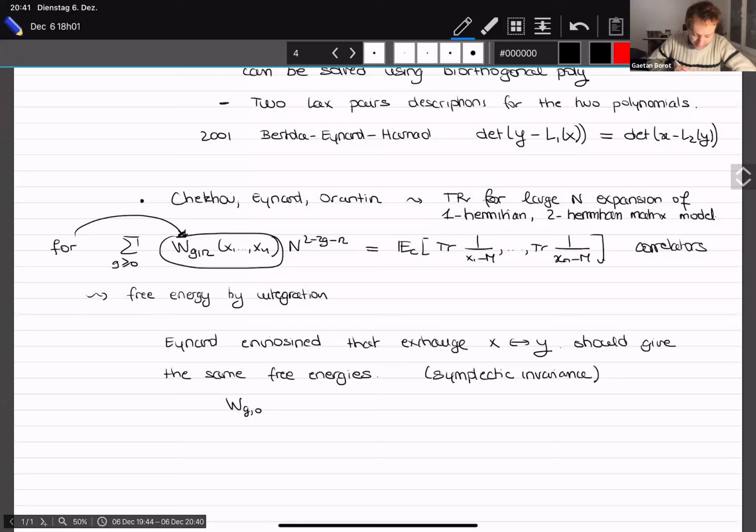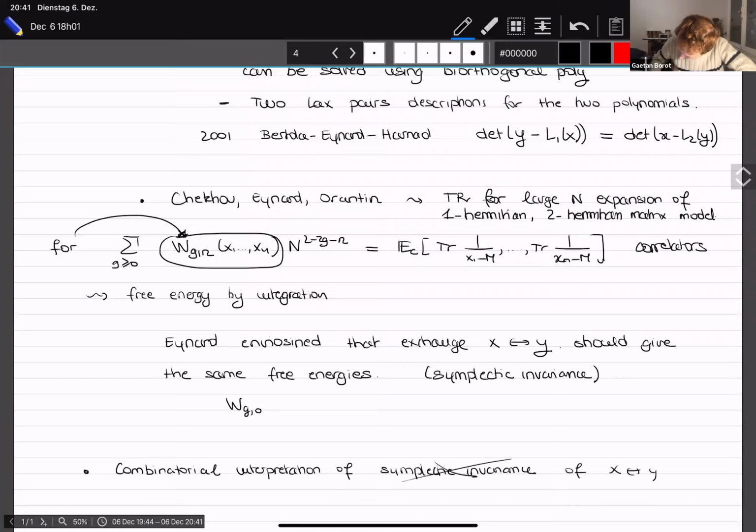So I was looking for a simpler way to understand this duality. In particular, we know that matrix integrals are generating series for maps, so for ribbon graphs. And I was trying to understand what that means in terms of maps. So I looked for a combinatorial interpretation of the symplectic invariance, or at least, if not the symplectic invariance, so that's still not realized, of the X and Y exchange.